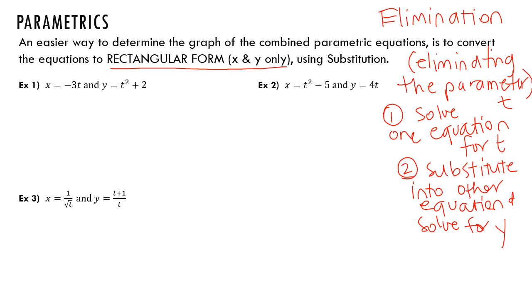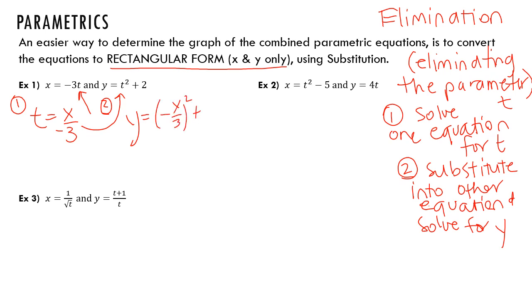So for the first one, the first step, pretty easy. I am going to solve for t in this equation because that t is the easiest to solve for. I don't want to use a quadratic because then I will have to take the square root. So when you pick your equation, pick the easier one. So when I solve for t, t is going to equal x over negative 3. Then step 2, I'm going to plug that into that t. And so that will be y equals negative x over 3 squared plus 2.